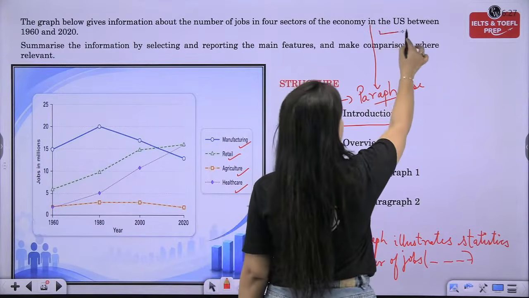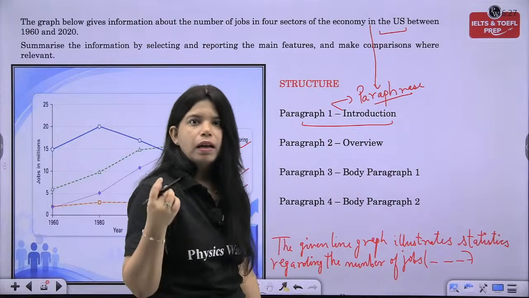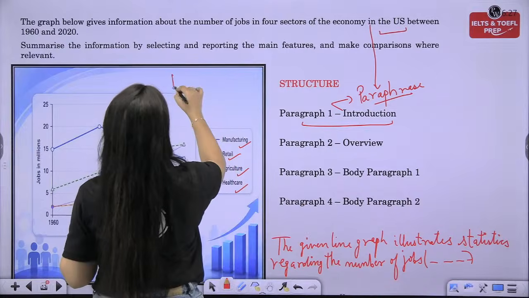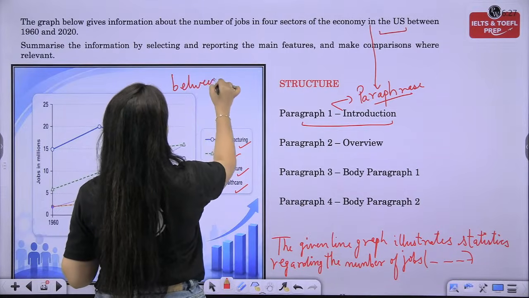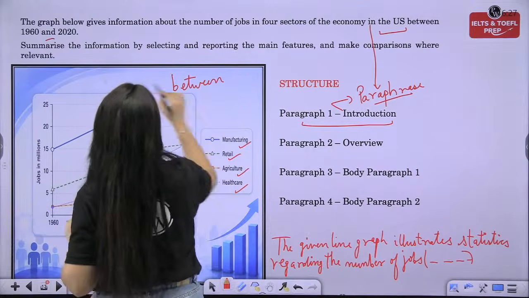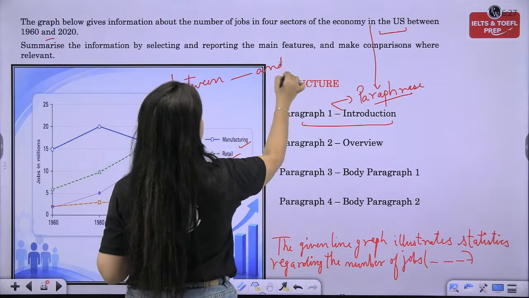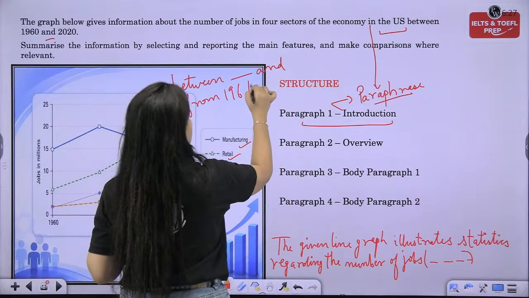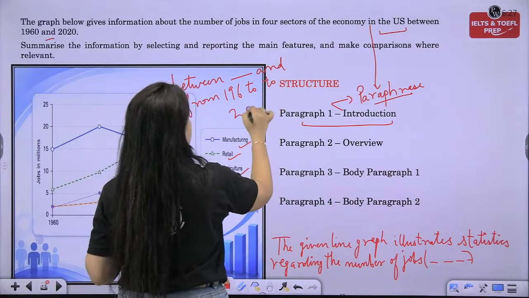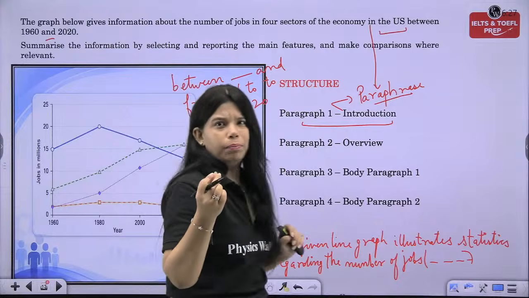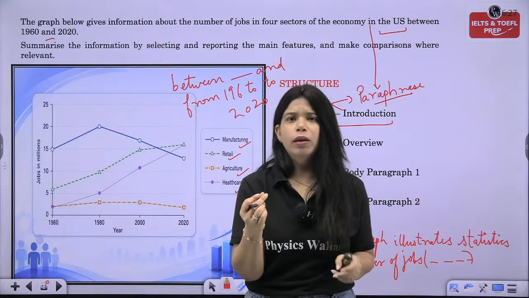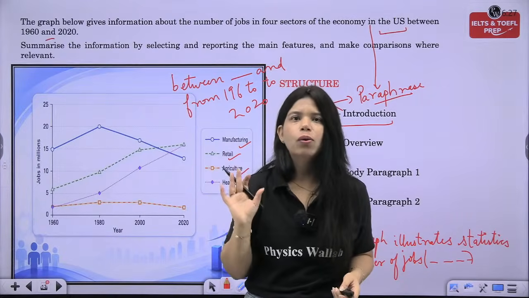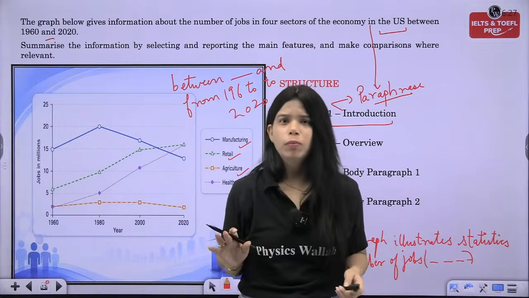Question says in the US, we can even say in America. And whenever they are saying between 1960, I'll write it here. Between and, when it appears in the question statement, change it to from to. So now you can say from 1960 to 2020. Simple. It's a 2-minute game. Do not spend more than 2 minutes on the paraphrase statement. You have to rewrite the information given in the prompt in your own language. That is paraphrase, but don't spend too much time on it.